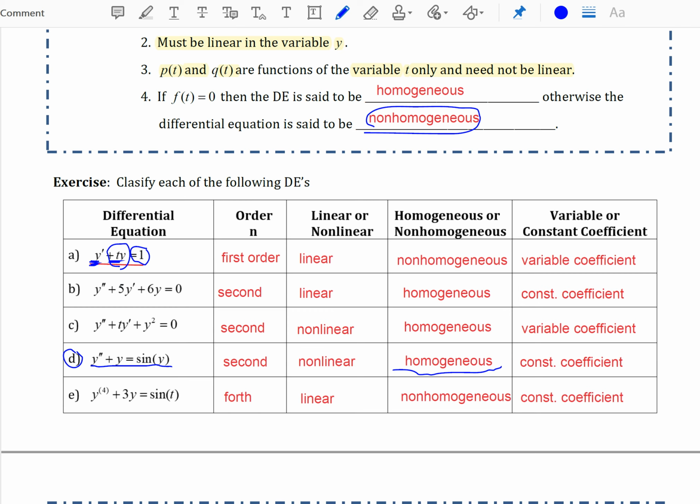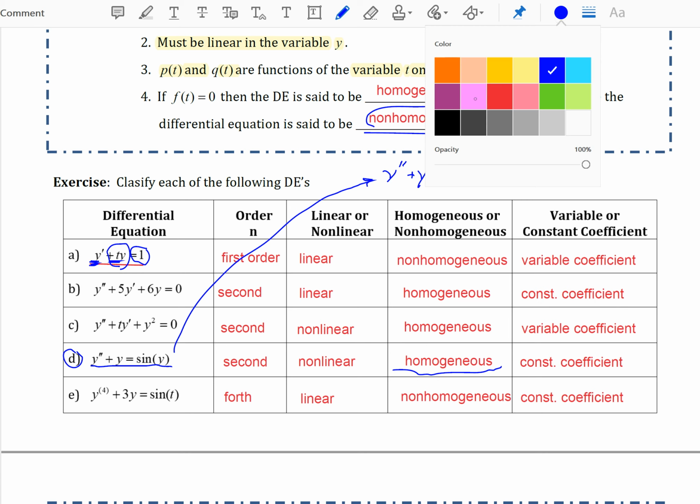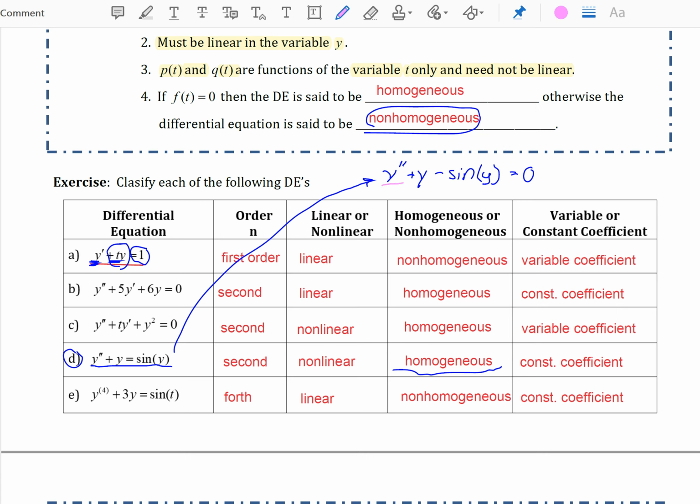So you can imagine if you were to rewrite this differential equation, this one would actually look like y double prime plus y minus the sine of y equals 0. And now in this form, we can see that all of the terms containing y's are on the left. The right-hand side are the terms that do not contain y. It's only a 0. This 0 is what tells me this is a homogeneous differential equation.